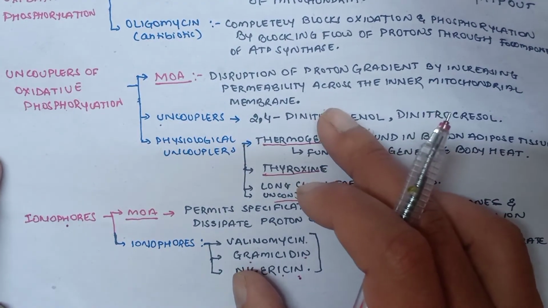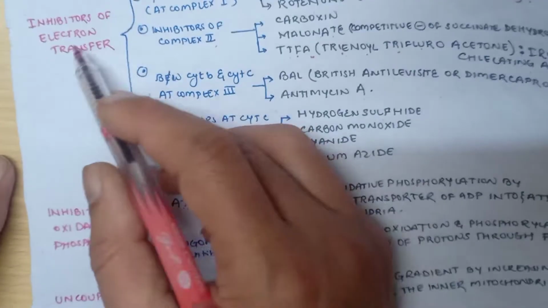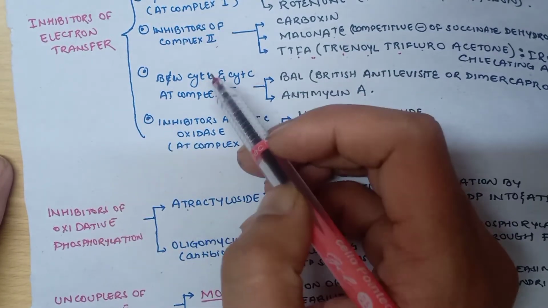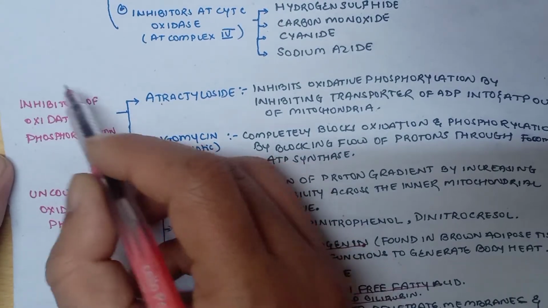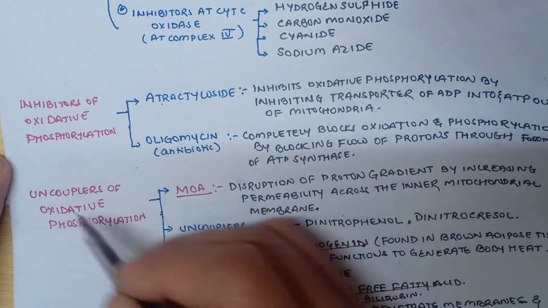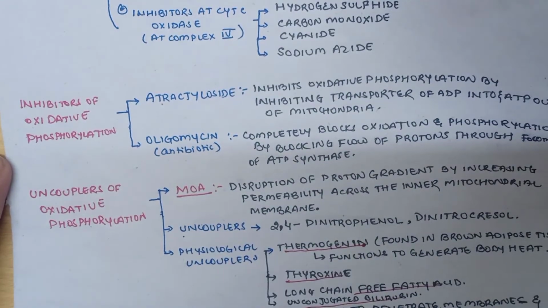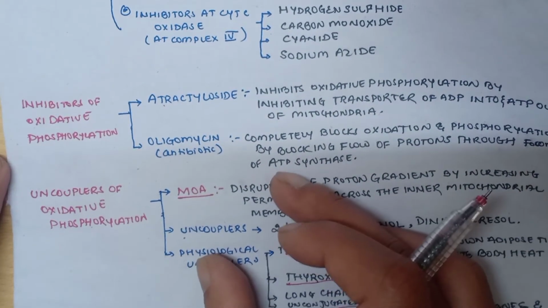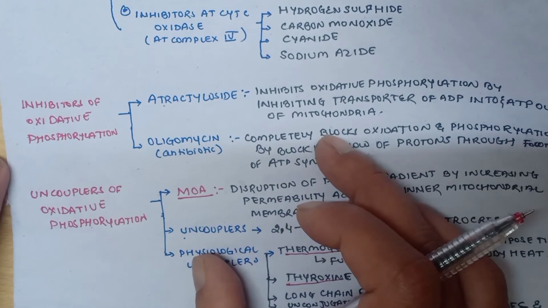So we have talked about inhibition of electron transfer at different complexes. We discussed inhibitors of oxidative phosphorylation, the uncouplers of oxidative phosphorylation, and the ionophores. So remember these points as they are frequently asked in MCQs.